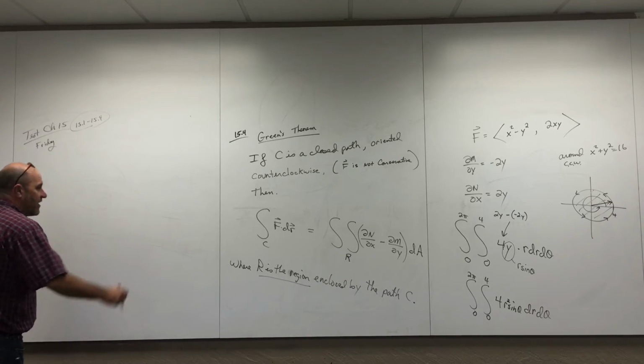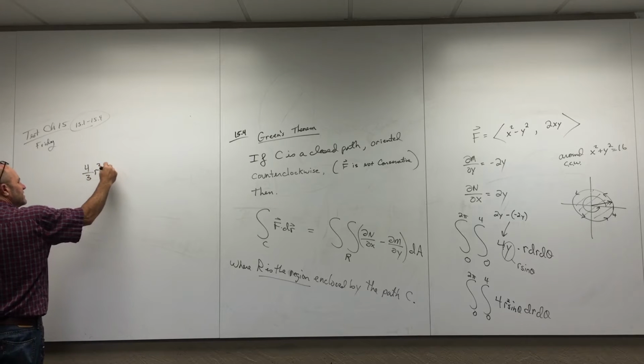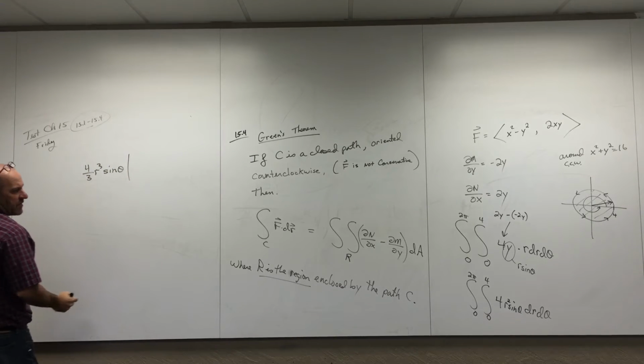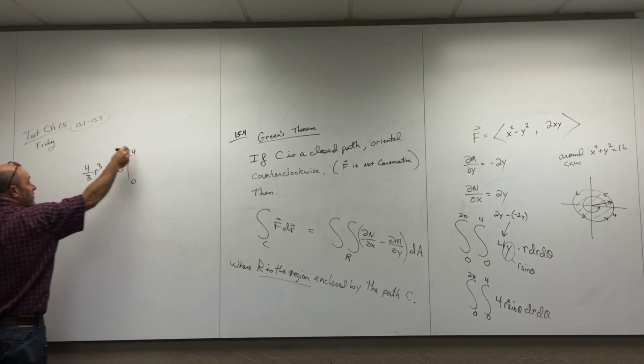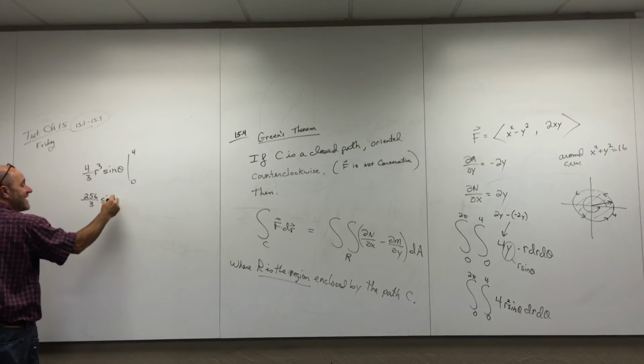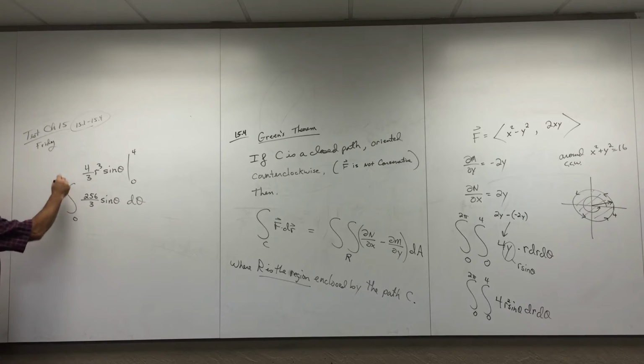Integrating with respect to r, I think that would be 4/3 r cubed, and just leave the sine theta there. Integrating with respect to r from 0 to 4, you plug your 4 in at 64 times 4. Everybody knows that's 256 thirds times sine theta. Now we're integrating with respect to theta. This could be a trip here at the end.